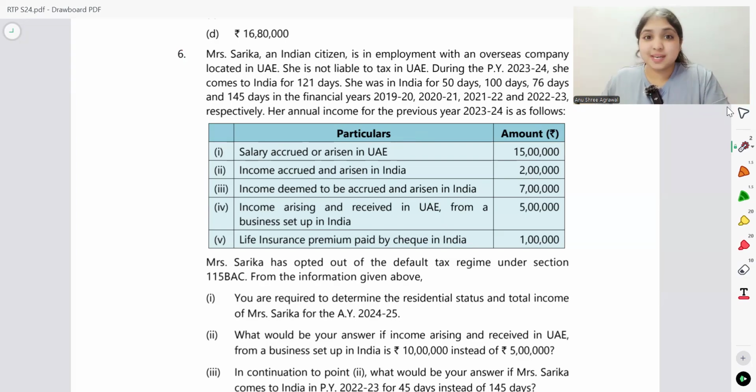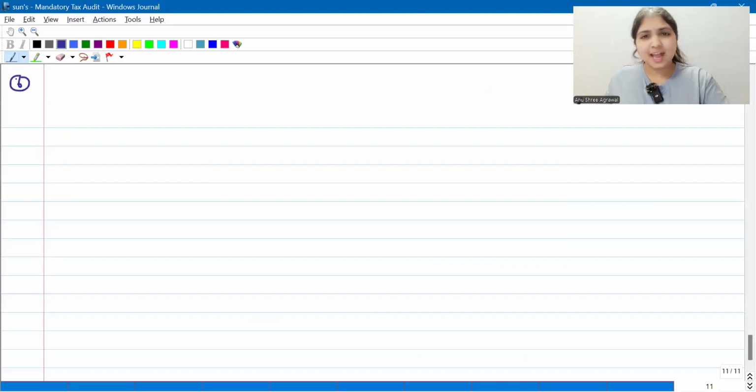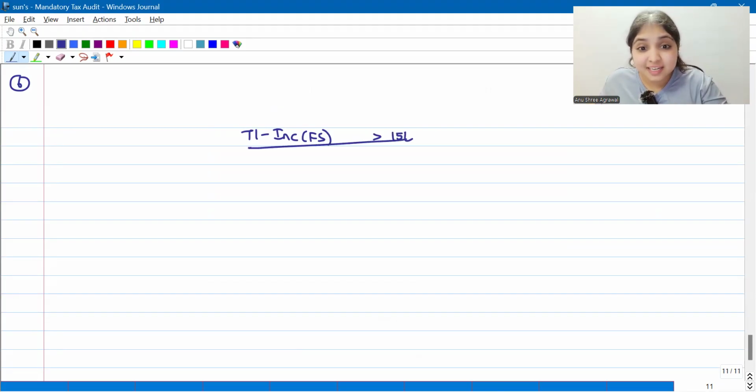Before we start question number 6, I want to discuss one small concept which is involved in this question, and then we'll read the question. See, listen, think about your residential status chapter. In that chapter, total income minus income from foreign sources, the balance income should be more than 15 lakhs. This condition you have come across in how many places? In residential status chapter, in 2 places, guys.